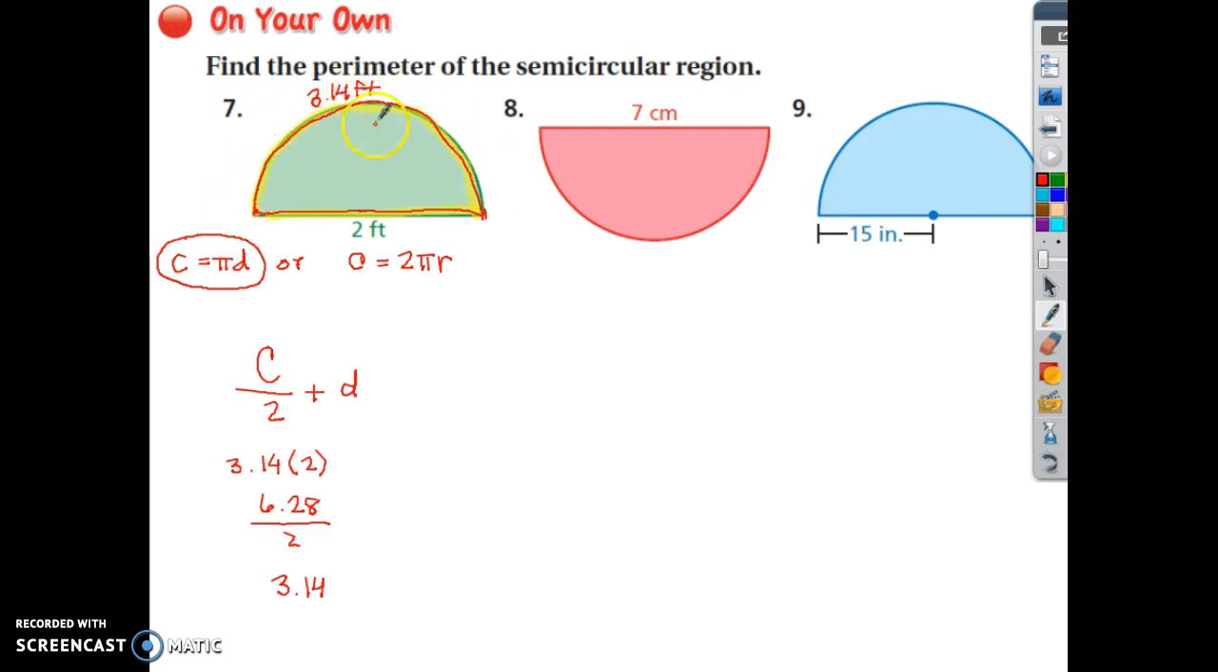Now if I want to outline the whole figure, I need to add back in that flat part, or the diameter. So I'm going to go ahead and add in 2, and I find that the distance around the whole figure is 5.14 feet.